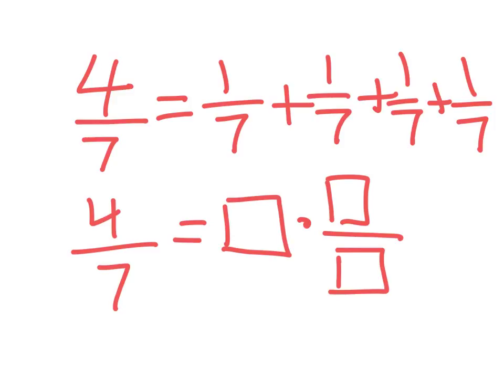So when I write in my answer, I'm going to put a 4 as the whole number because 1/7 repeated itself 4 times. Then I'm going to be repeating which fraction? Well, I know from up top that the fraction that's being repeated over and over is 1/7. So my fraction is 1/7. So 4/7 is the same as 4 times 1/7.